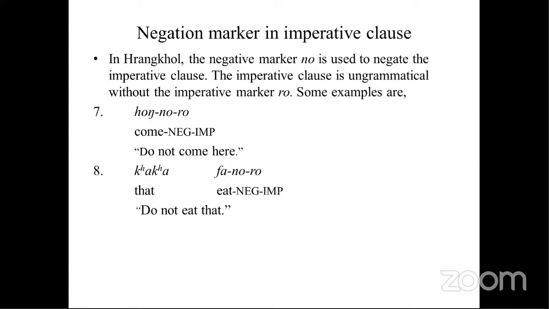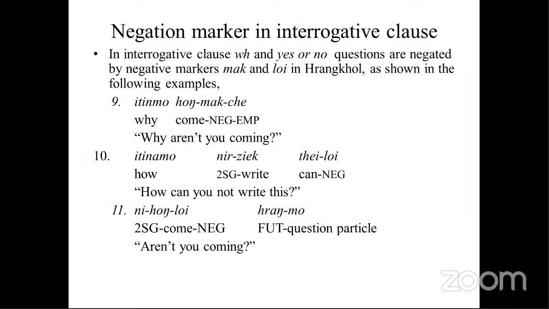Negation marker in interrogative clause. In the interrogative clause, the wh and yes or no questions are negated by the negative markers mak and loi in Rangkol. For example, itinamo hong mak che. Itinamo is why, hong is come, mak is negative, and che is emphatic marker. Aren't you coming? Itinamo ni ziek te loi. Itinamo is how, ni is second person agreement, ziek is write, te is can, and loi is negative marker here. How can you not write this? Ni hong loi rang no. Ni is second person agreement, hong is come, loi is negative marker here, rang is future, no is question particle. Aren't you coming?